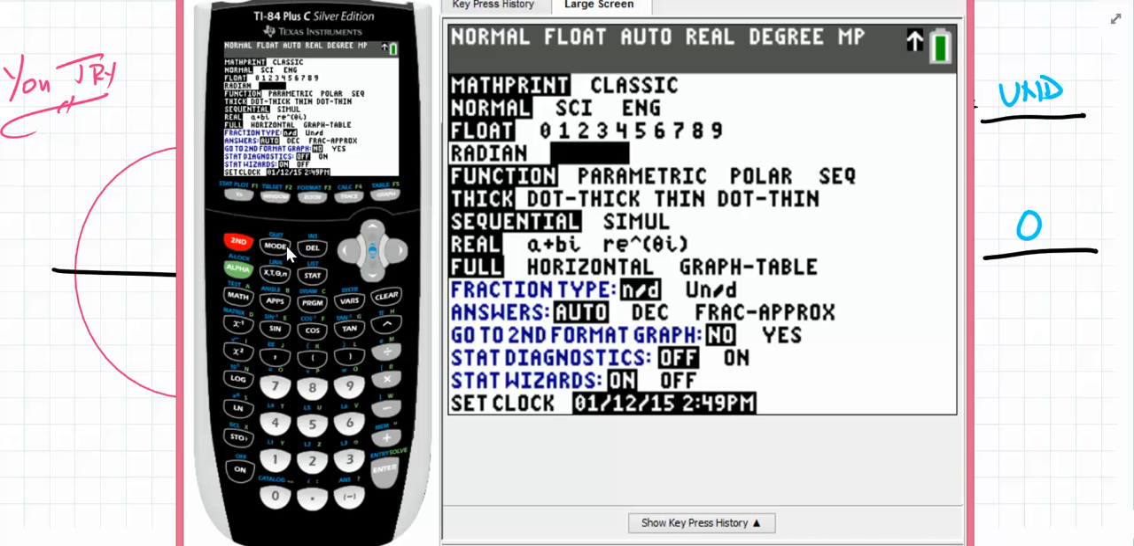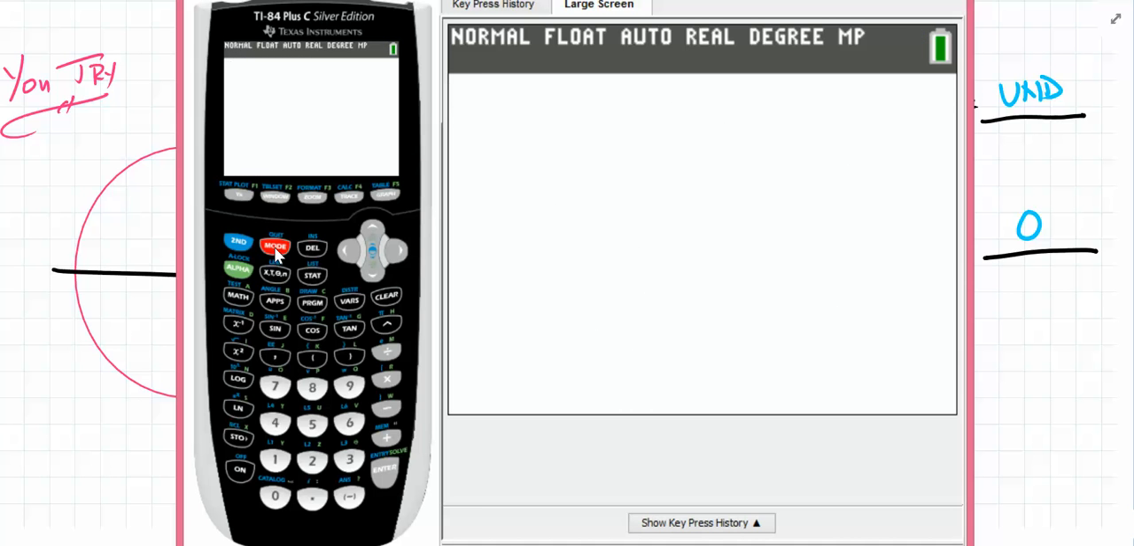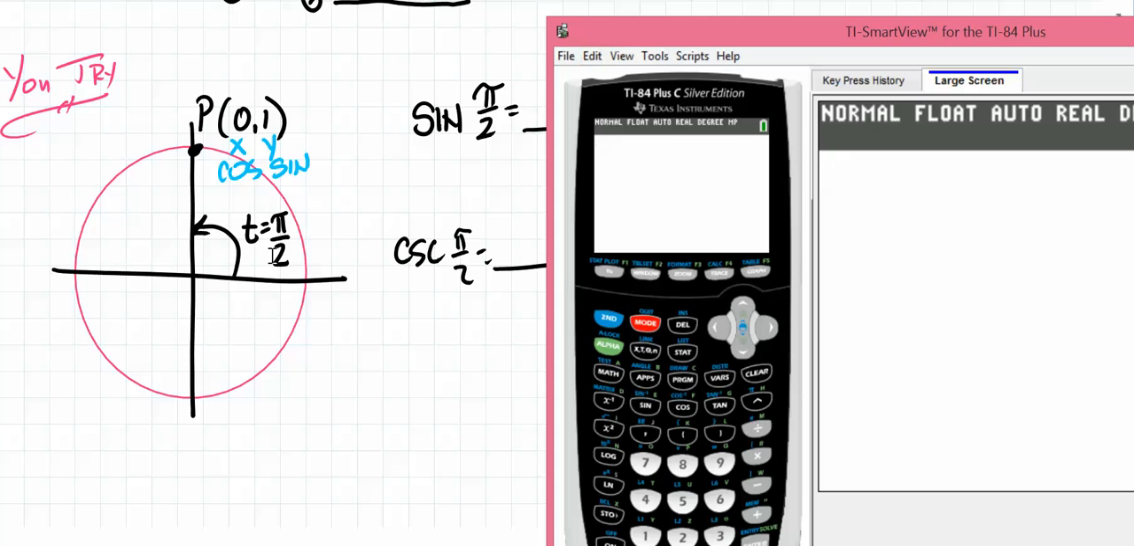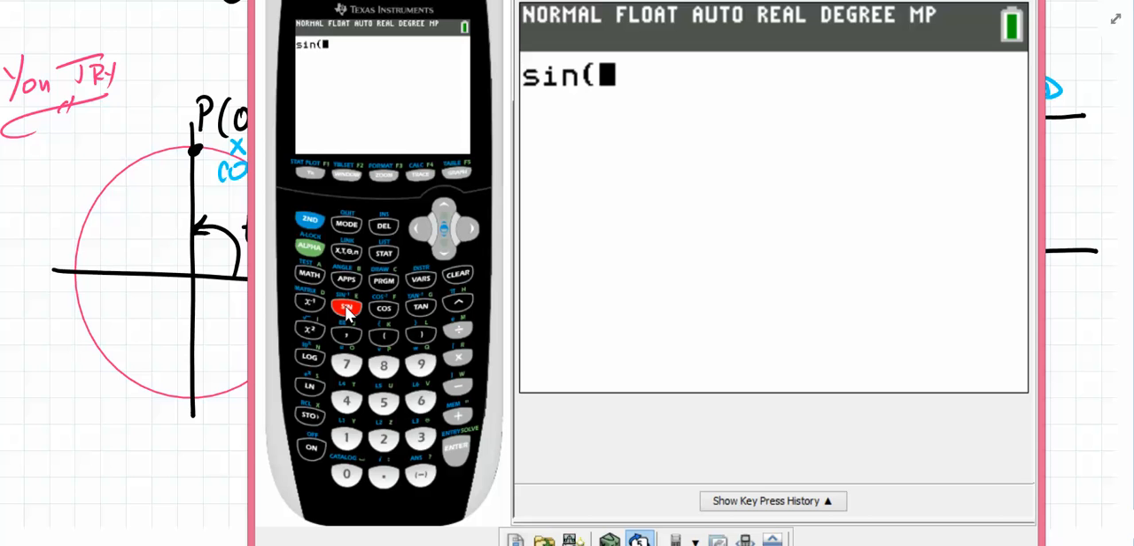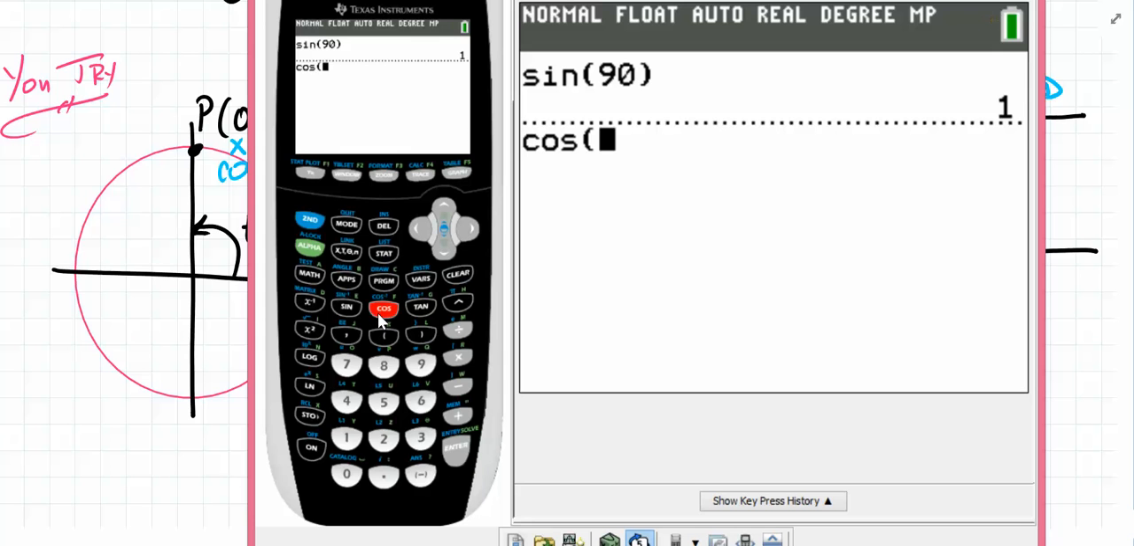All right, now, here's the deal. In the problem that we just did, pi over 2, is that a radian or a degree? That's a radian. What's the corresponding degree for pi over 2? 90, right? So if we say the sine of 90 and we push enter, of course we get a value of 1. If we hit the cosine of 90 degrees and push enter, we get a value of 0, just like in our problem here.